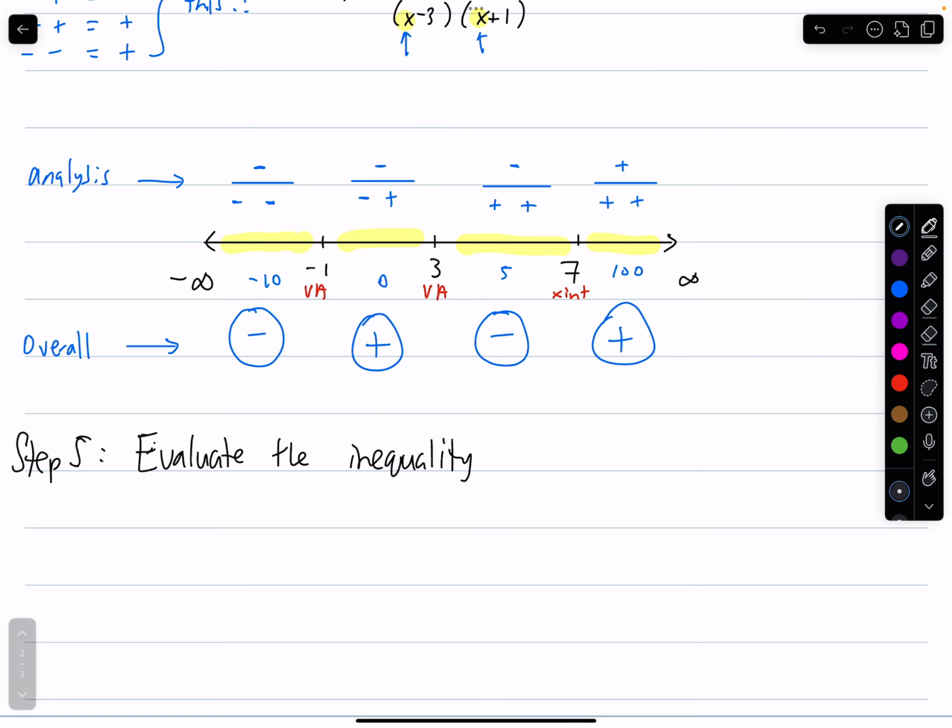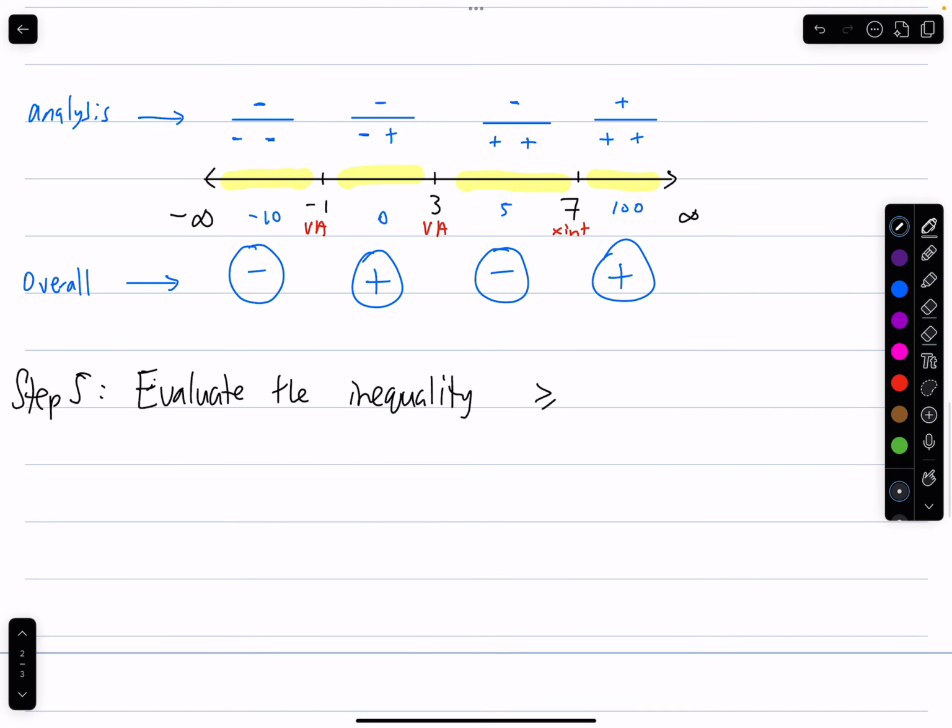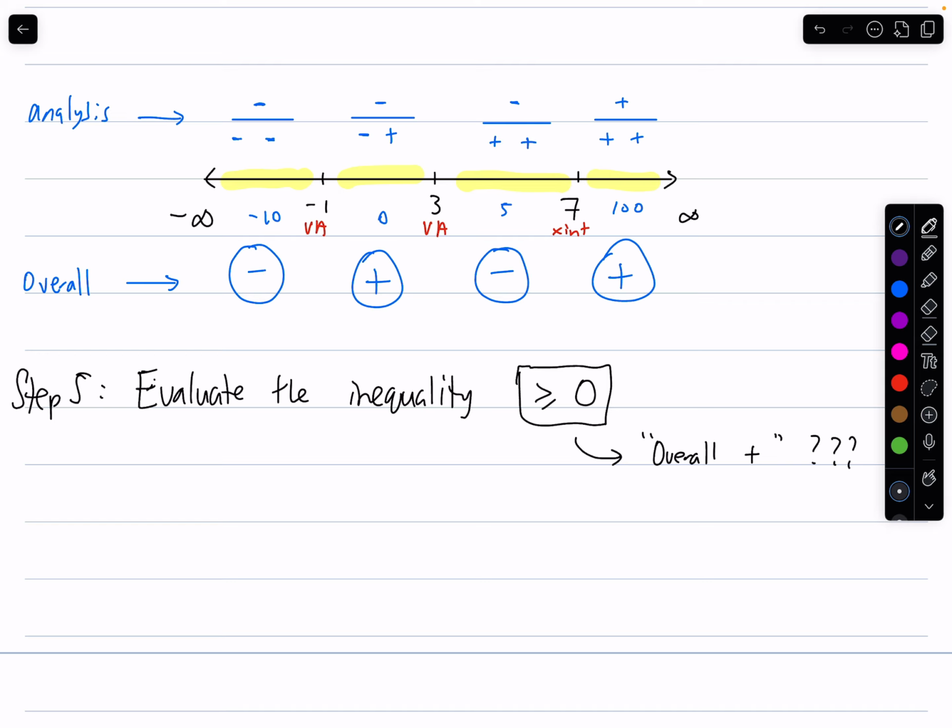Step 5 says we have to evaluate the inequality. Now the thing is, in the inequality that we had, it says what is greater than or equal to 0. So this right here is really important because this is going to tell us, are we evaluating the overall zones that are positive, or are we evaluating the overall zones that are negative? So this greater than or equal to 0 is saying, where is it overall positive? It's asking us, where is this overall positive? And that's when we actually look at our zones. So we can actually state the answer.